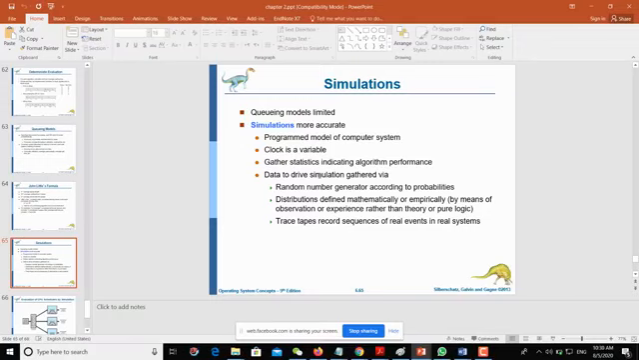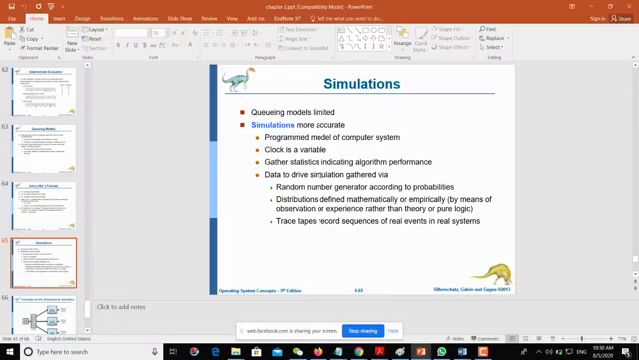Data to drive simulation is gathered. It means the data which the user or the programmer enters into the simulation, and it shows the overall performance, how the simulation works. Random number generator according to the probabilities: if you want to check a system, you need to generate random numbers and check the model with different parameters, so that you can get different probabilistic results.